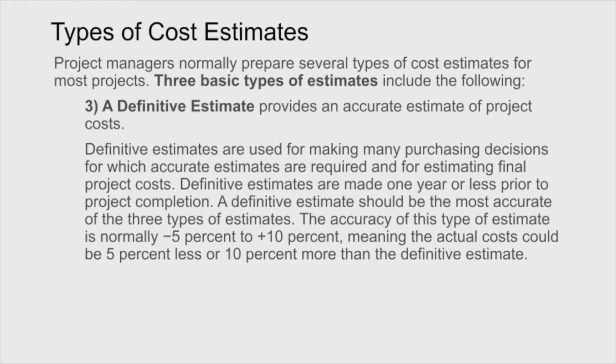Finally, we have a definitive estimate. This is the most accurate form of estimate. And definitive estimates are used in making many purchasing decisions for which accurate estimates are required, or for estimating final project cost. And definitive estimates are made 1 year or less, pretty close to the actual time. And they can give you a really good handle on the cost; the definitive estimate should be very close to the actual cost of the project, usually between -5% and +10%.